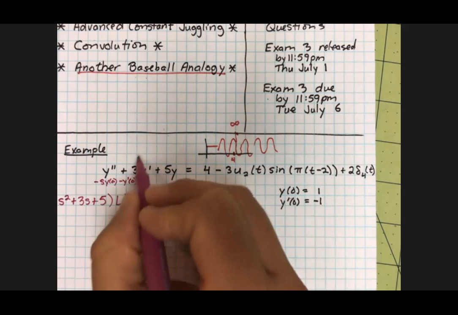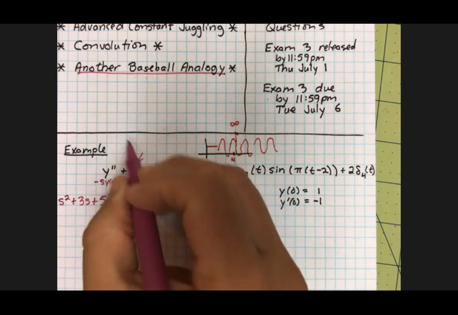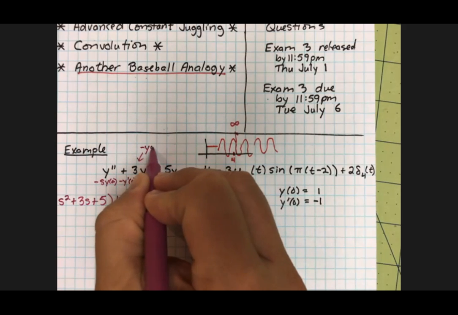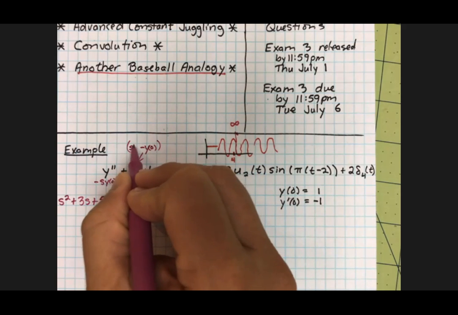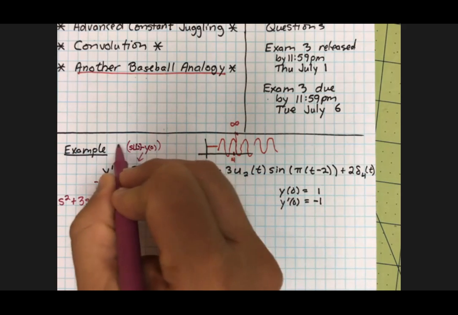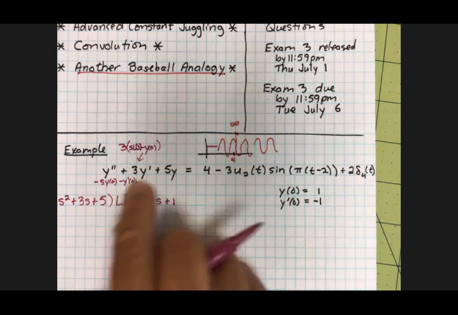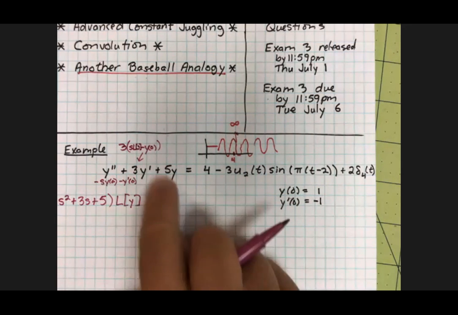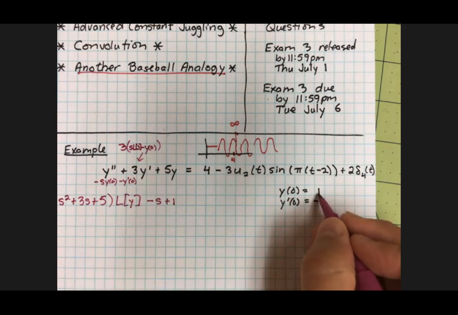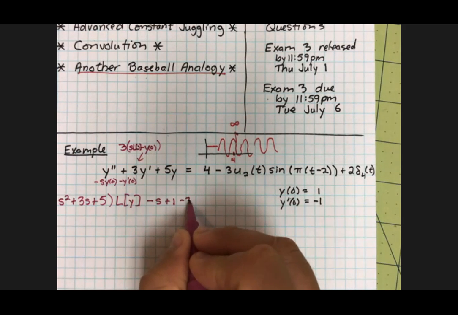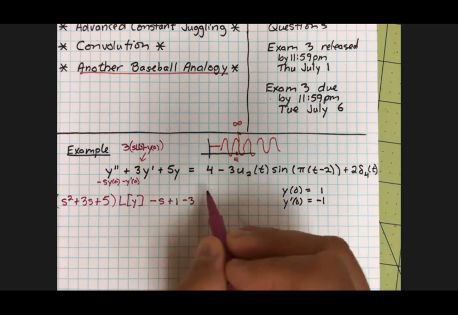And then from this piece, I will have to contribute something for the y prime. I'll be subtracting y(0), but modified by that 3. I'm writing too small there. So I'm allowing you to fill in some blanks. So 3 y(0), subtract 3 y(0), is subtract 3. There is no adjustment made from this piece of 5y.